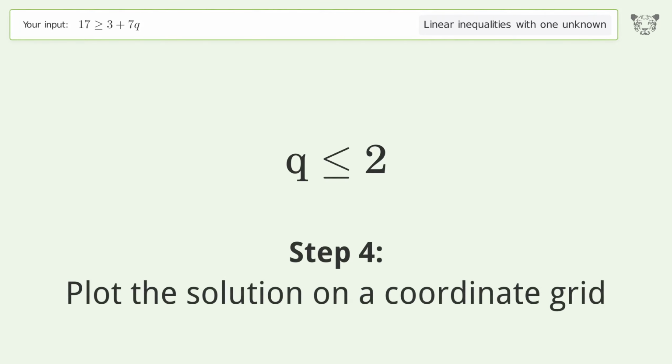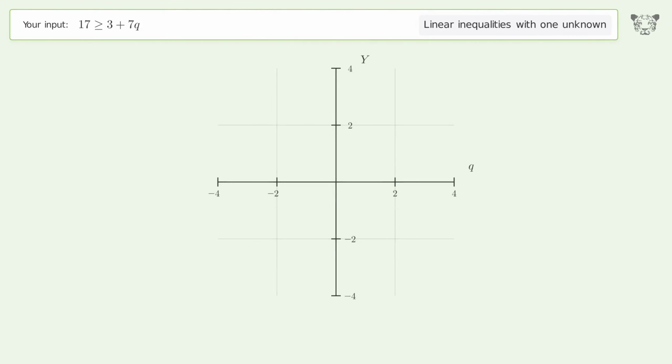Plot the solution on a coordinate grid. And so the final result is q equal or smaller than 2.